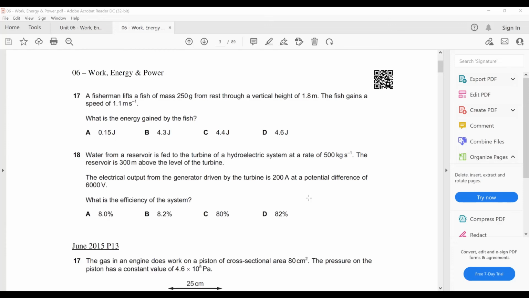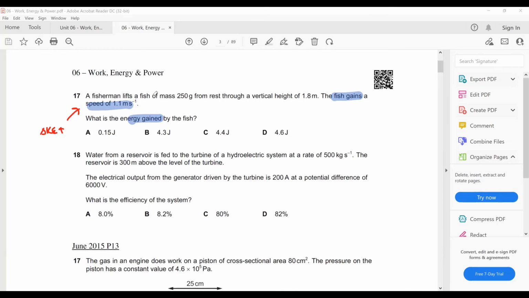They just want you to find out the energy gained by the fish. This one is a straightforward example. There are a few other types of energies here that you need to identify. Now, the fish gains a speed of 1.1 meter per second. This one you can identify as gain in KE.